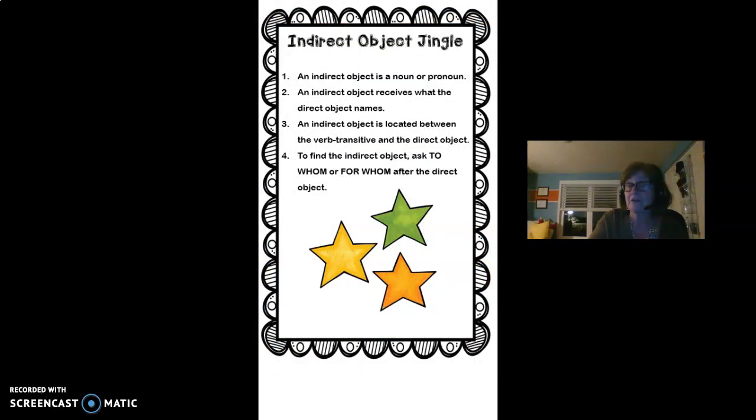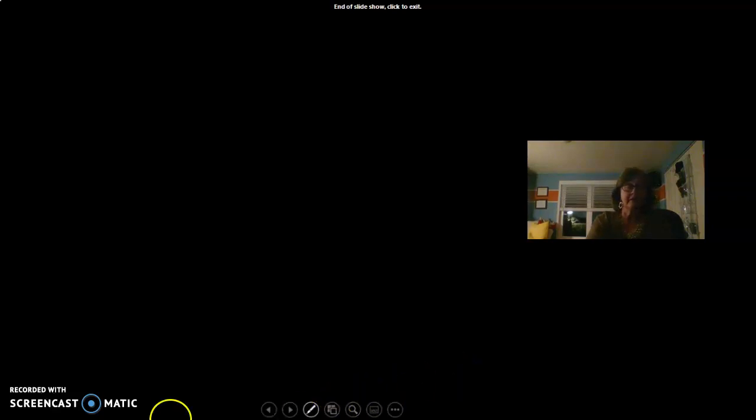An indirect object is a noun or a pronoun. An indirect object receives what the direct object names. An indirect object is located between the verb transitive and the direct object. To find the indirect object, ask to whom or for whom after the direct object. That's it.